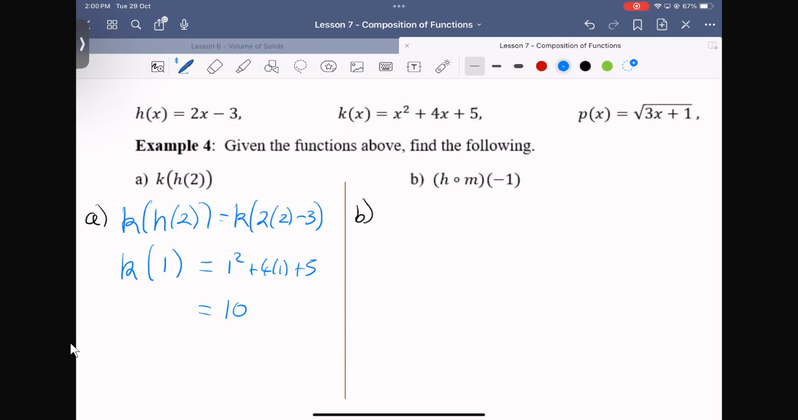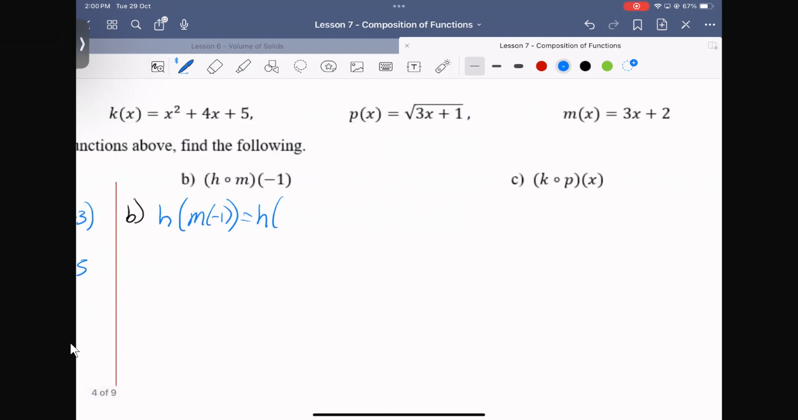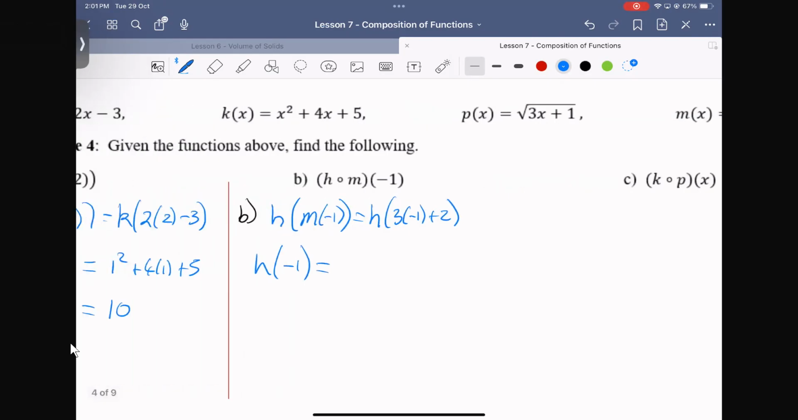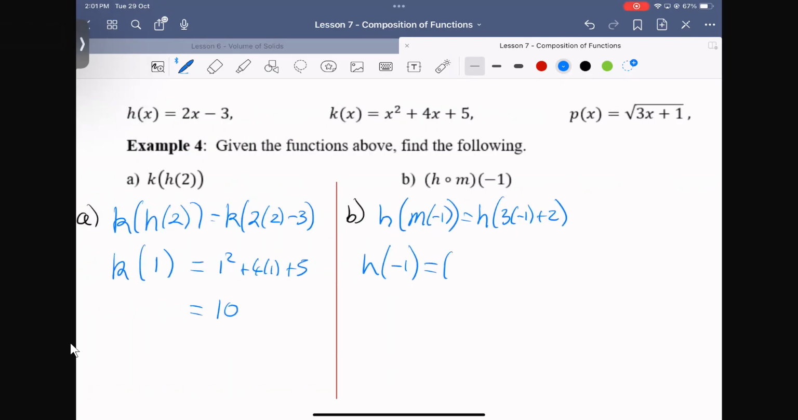All right. Let's do h of m of minus 1. So we need h of m of minus 1, which means we need h of, where's m? M is over here. We need h of 3 bracket minus 1 plus 2. What's that? That's going to be minus 1. H of minus 1, where's h? It's over here. We need 2 bracket minus 1 minus 3 minus 5.